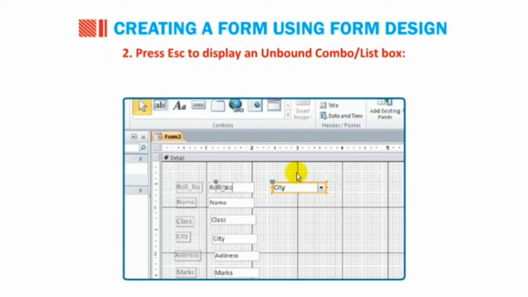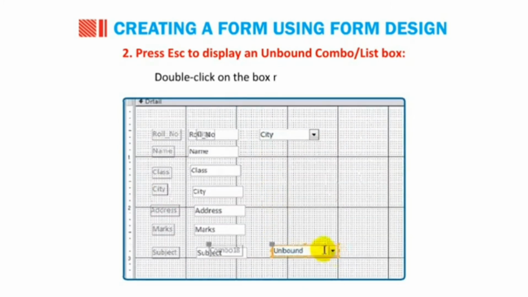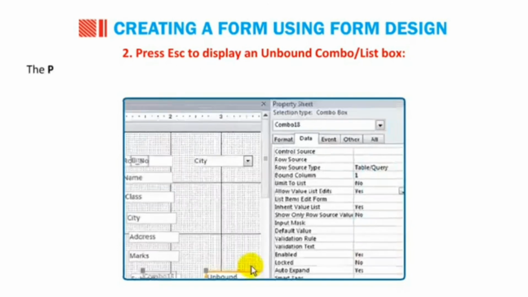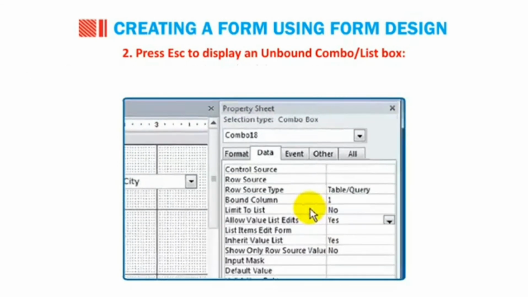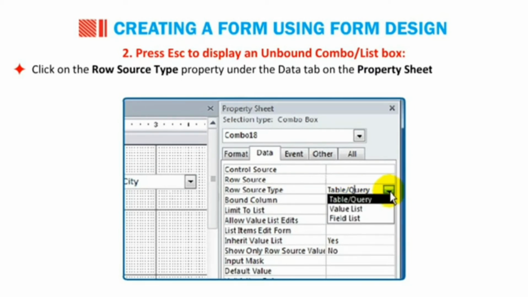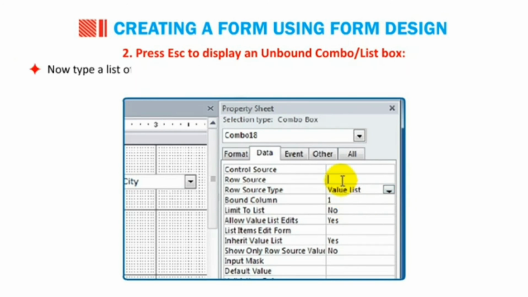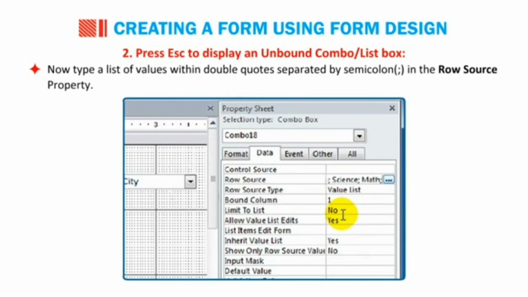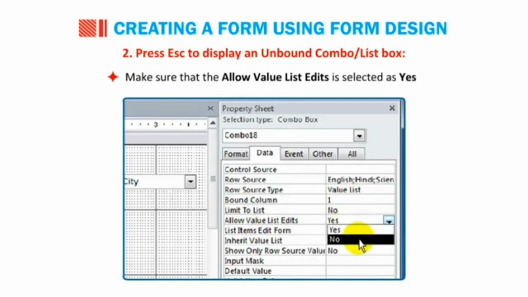Number 2. Press Escape to display an unbound combo or list box. Double-click on the box named Unbound. The property sheet appears at the right side of the Access window containing the relevant fields associated with the unbound box. Click on the Row Source Type property under the Data tab on the Property Sheet pane and select Value List from the drop-down list. Now type a list of values within double quotes separated by semicolon in the Row Source property. Make sure that the Allow Value List Edits is selected as Yes.